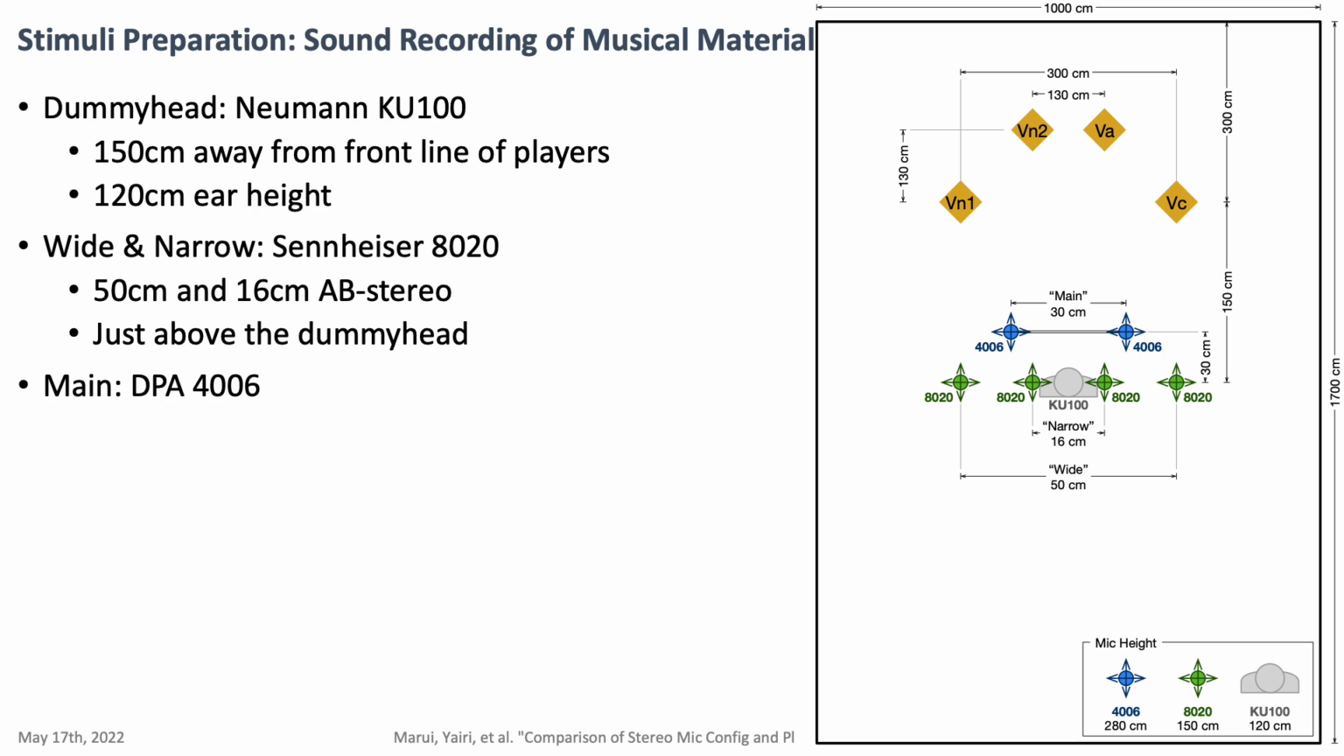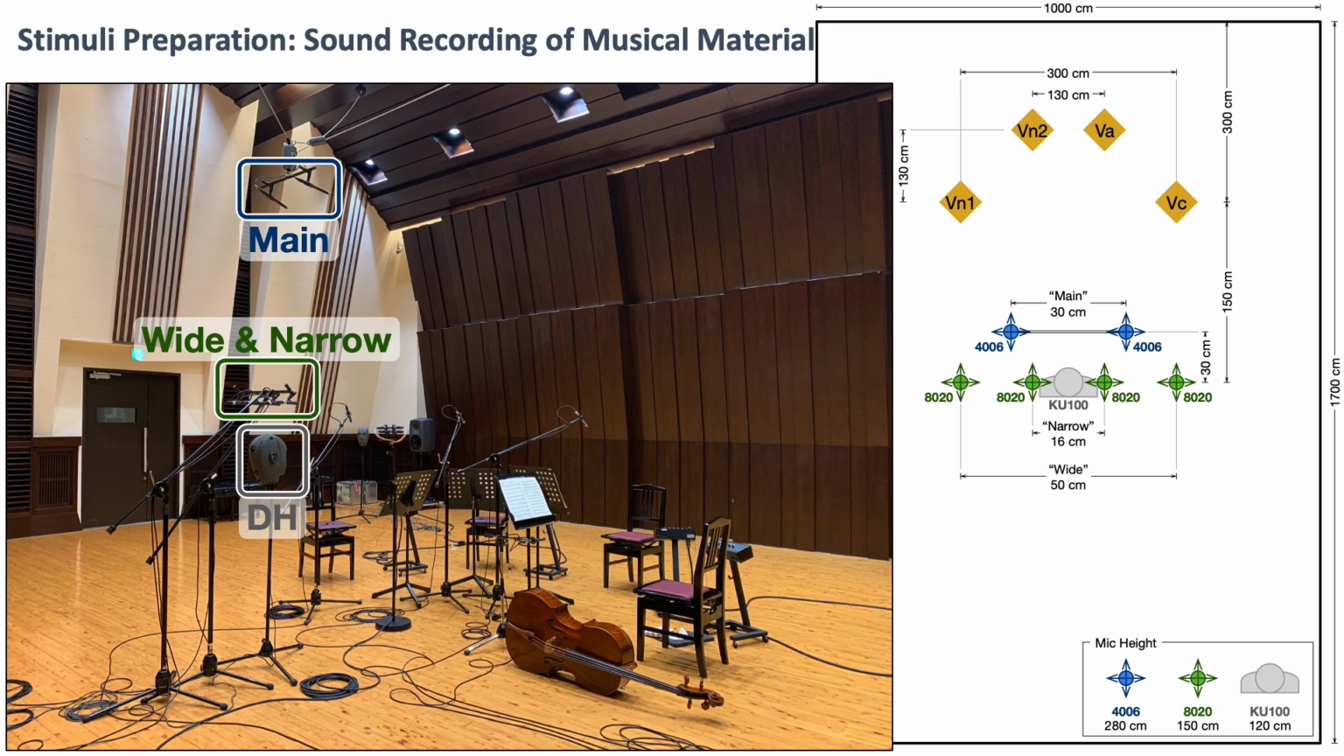Neumann KU100 was placed 150 centimeters away from the instruments. Two pairs of AB stereo microphones, Sennheiser AD20, were placed just above the dummy head. Distance between left and right microphones was 50 centimeters and 16 centimeters. One pair of AB stereo microphones, DPA 4006, was placed at the location usually used for capturing the instruments and ambience. This is the photograph taken from the side.